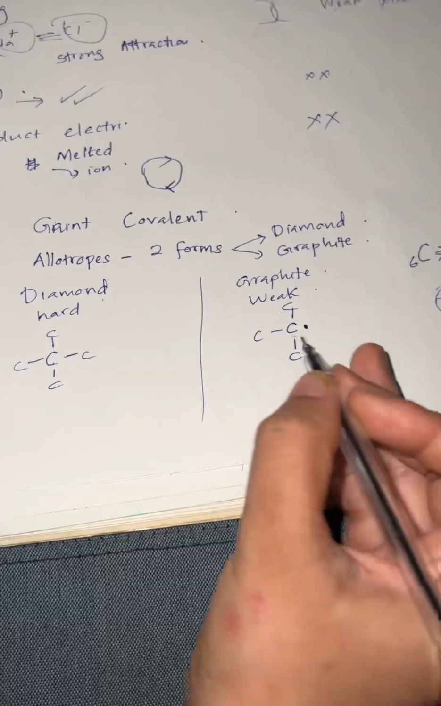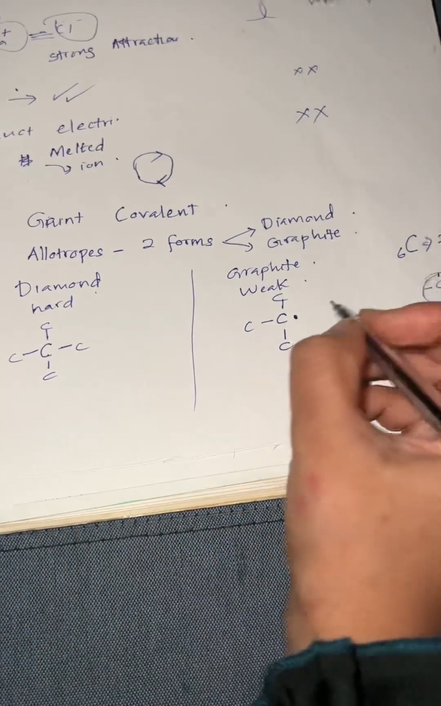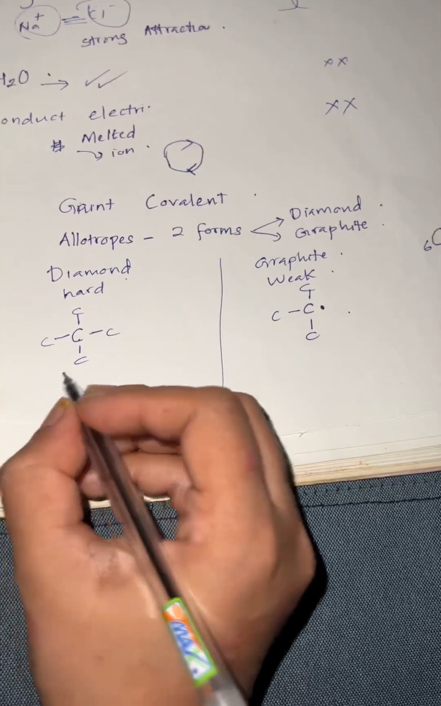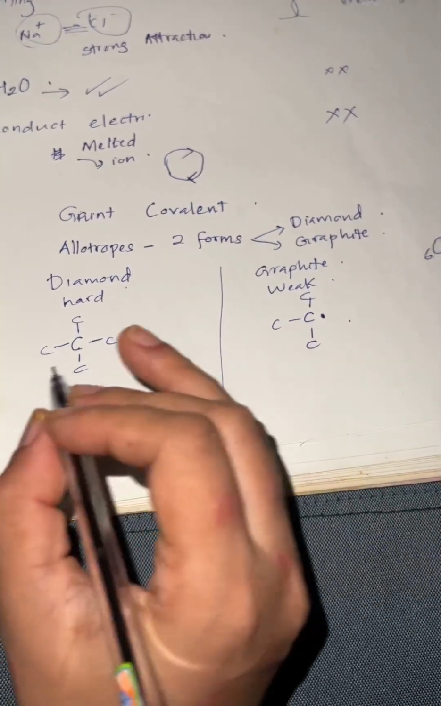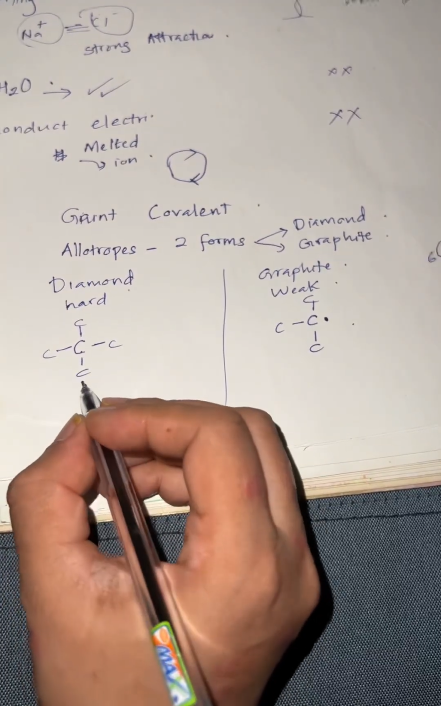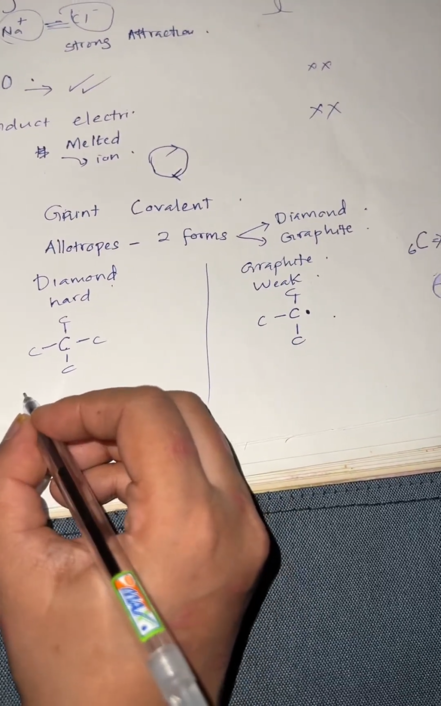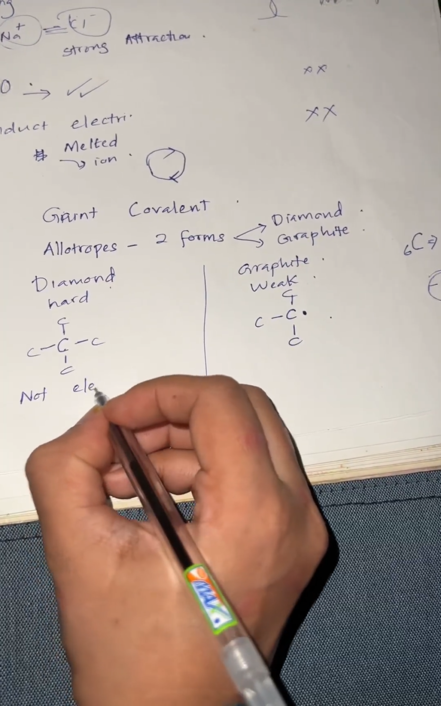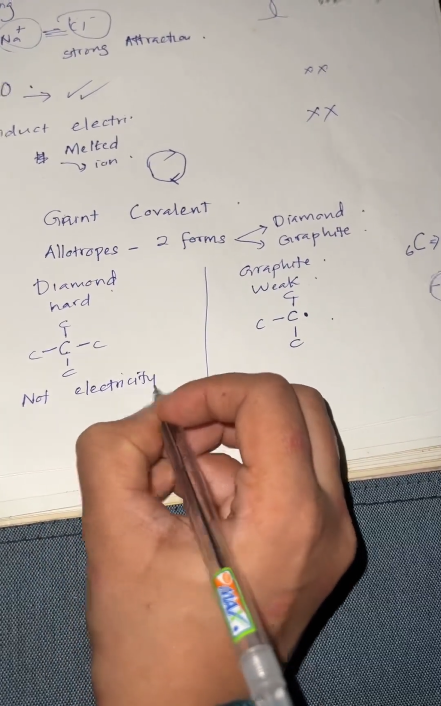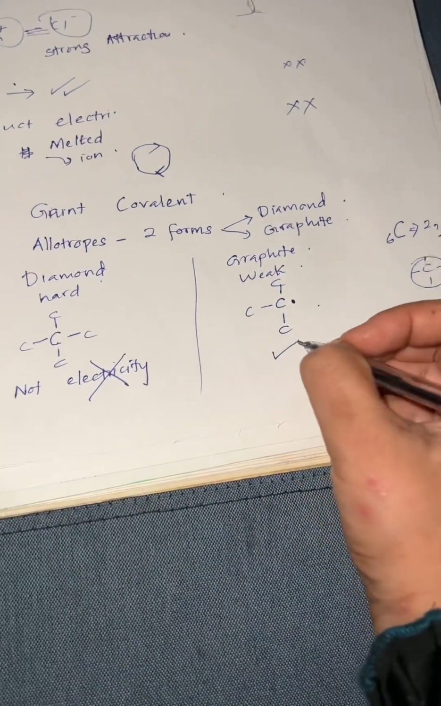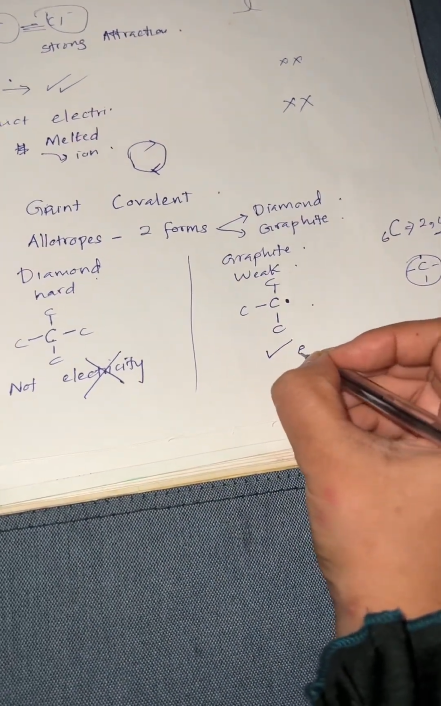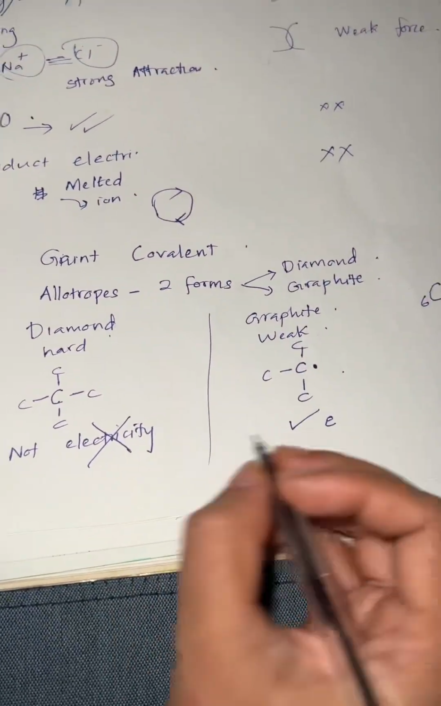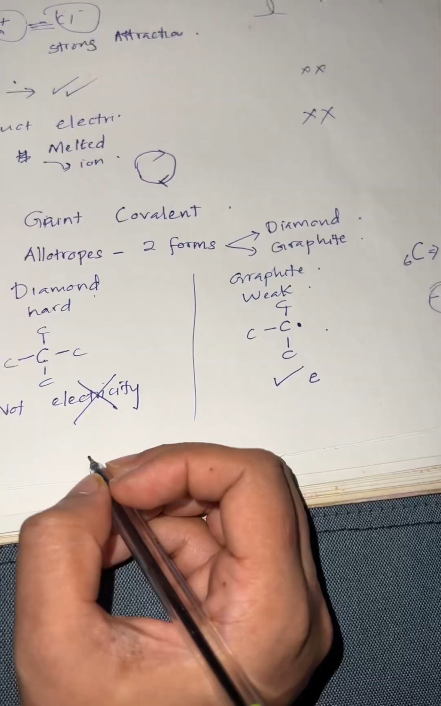So when we compare both of them, this is soft and this is hard. Both of them have a giant covalent structure. Diamond cannot conduct electricity, but graphite will conduct electricity because there is a mobile electron. When there is an electron able to move along, it will conduct electricity, right?